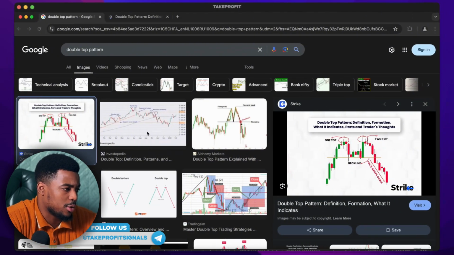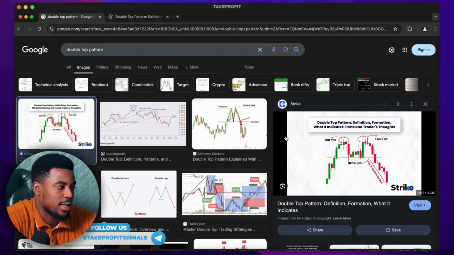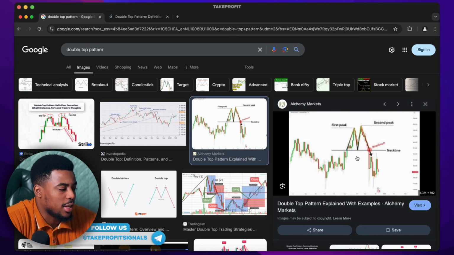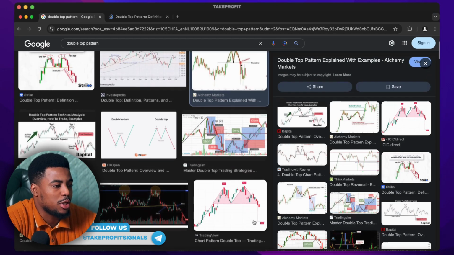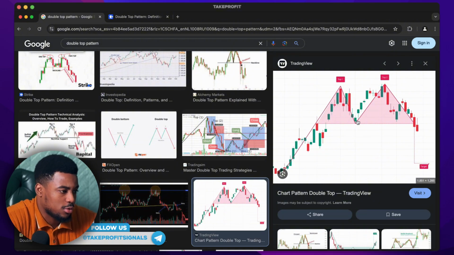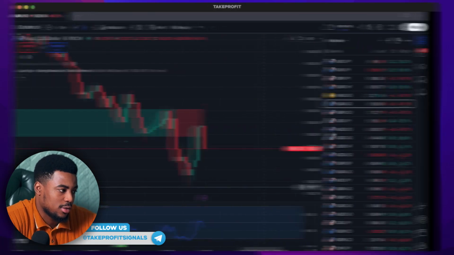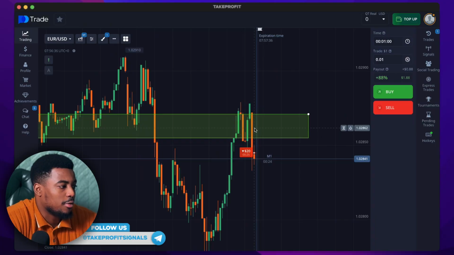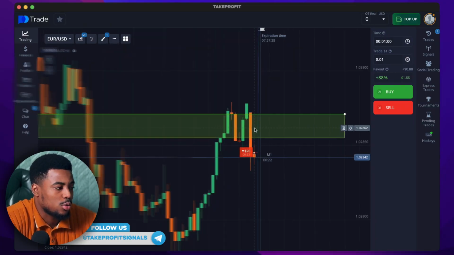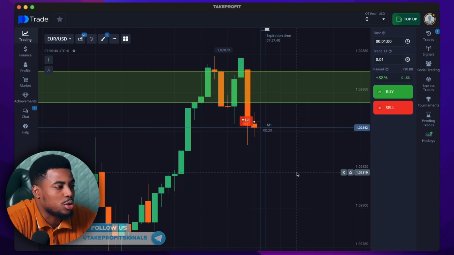Look, this pattern, this is what it looks like. There are a lot of different examples, but in the picture it is ideal, of course, when it looks like this. Overall, we have a very good, very well drawn pattern. So let's wait to see how this trade turns out.